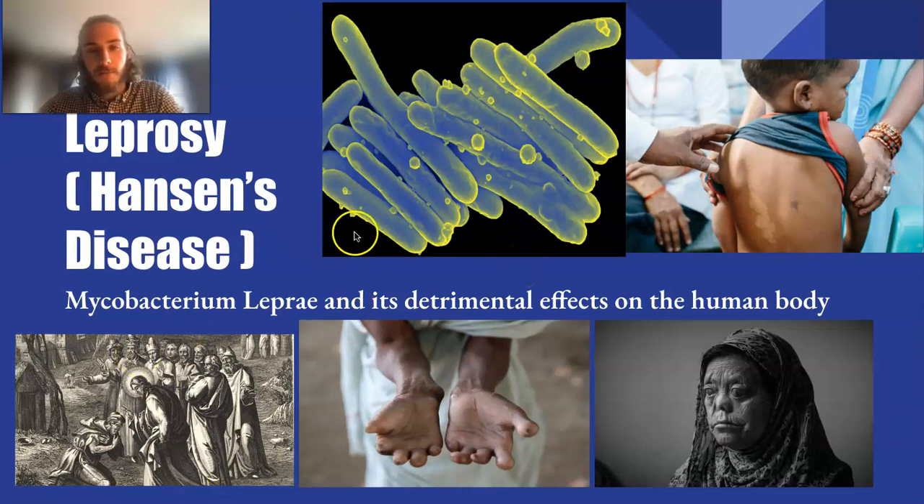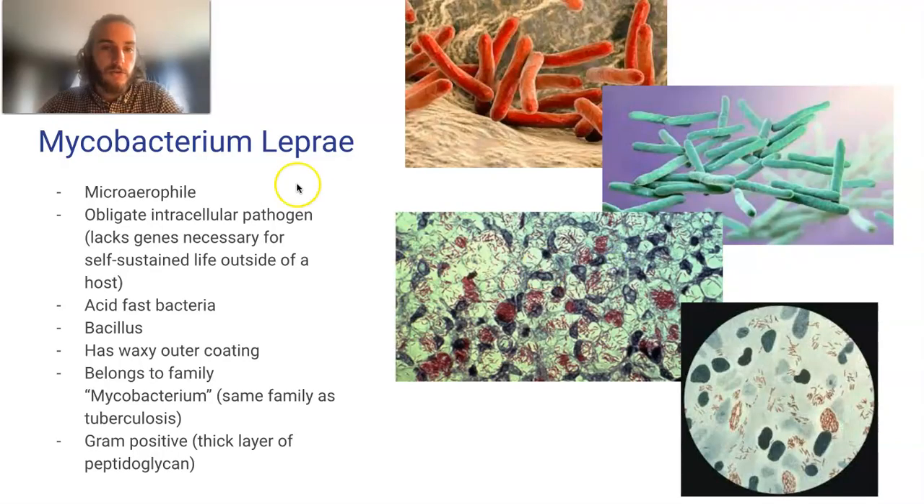I'll be presenting on leprosy, scientific name Hansen's disease. First, we're just going to get into some of the characteristics of Mycobacterium leprae, which is the bacteria that causes leprosy. It is a microaerophile. It's an obligate intracellular pathogen, which is pretty interesting. Basically, it's lost the genes necessary to sustain life outside of a host, and so you can't grow it on a medium, and that makes it pretty difficult to study.